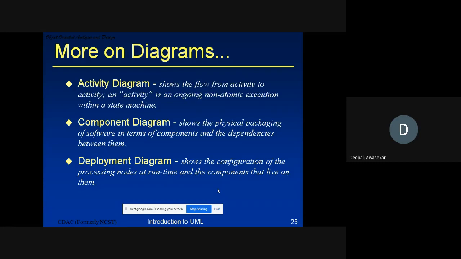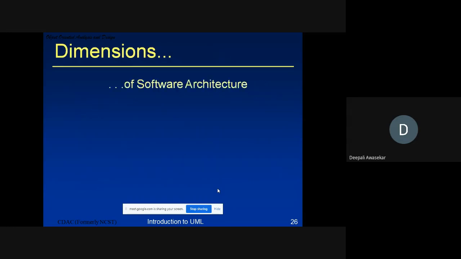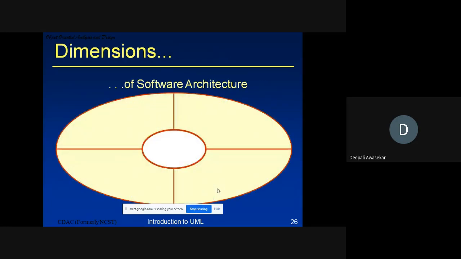Okay, so the deployment diagram shows the configuration of processing nodes at runtime and components that live on them. So now I have given you a brief overview of all the 9 diagrams that we are going to study in detail one by one in the subsequent lectures. Okay, so now if you see this diagram, the dimensions we have been talking about, right? These 9 diagrams, ek diagram ki kya zarurat hai? 9 diagrams क्यों है, एक diagram क्यों नहीं है? Because we have seen very first, it captures the different dimension of the system under study.